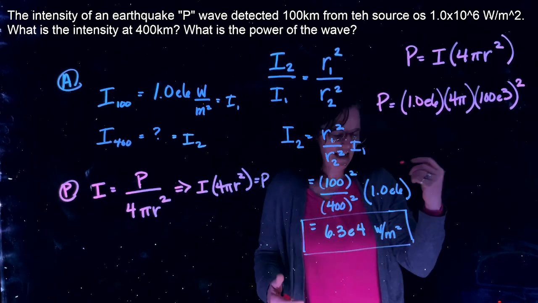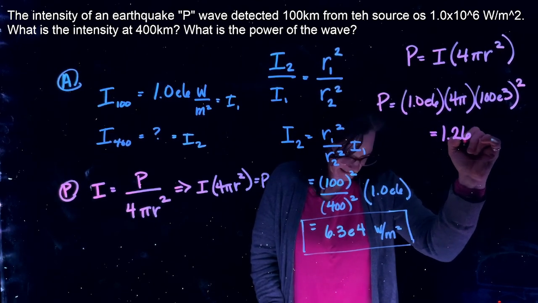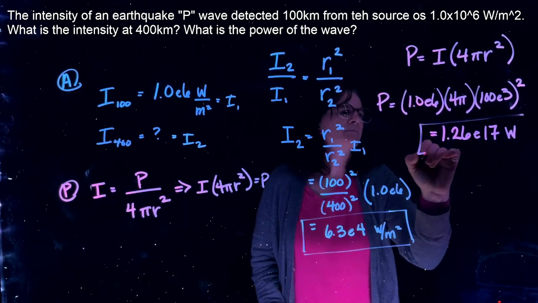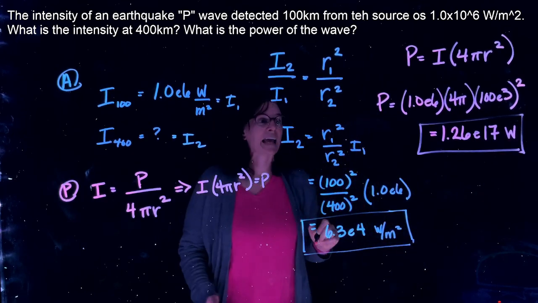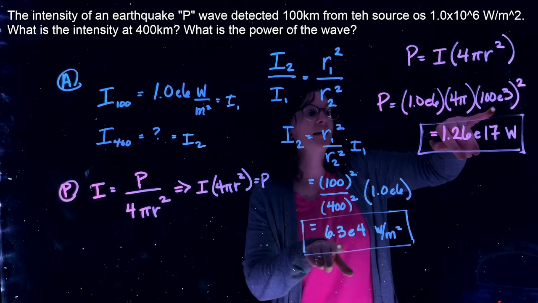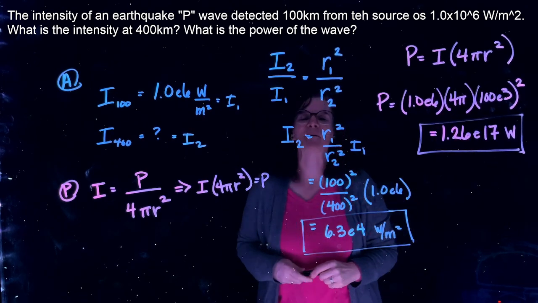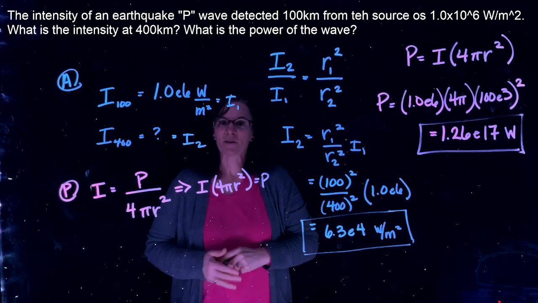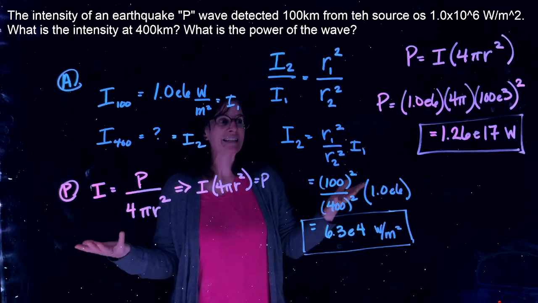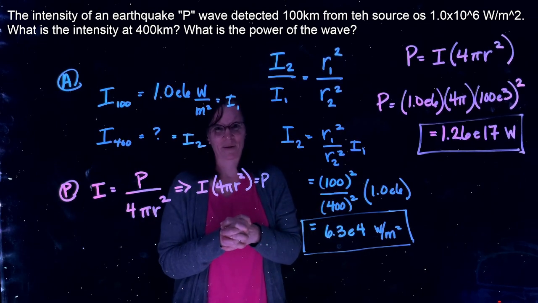All right, so when we calculate that, we find the power of our wave to be 1.26 times 10 to the 17th watts. And again, if you use 6.3 times 10 to the 4th and 400 times 10 to the 3rd for our distance, we'll see that the power is the same. So we're just practicing using these ratios of intensity and how they're related to the distance squared, and practicing with our power equation. Good job.